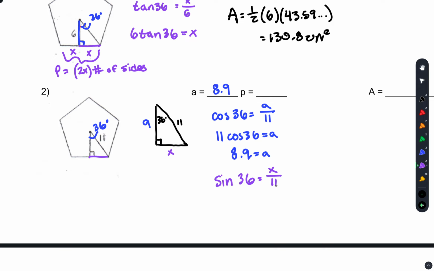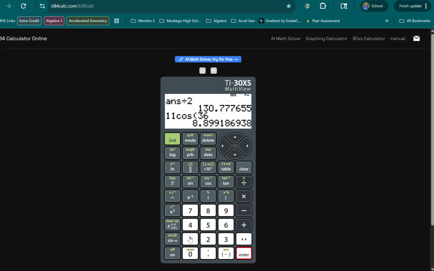Notice I'm not using that 8.9 at all. So my opposite here is 11 sine 36. And again, we are not going to round this number. 11 sine 36.